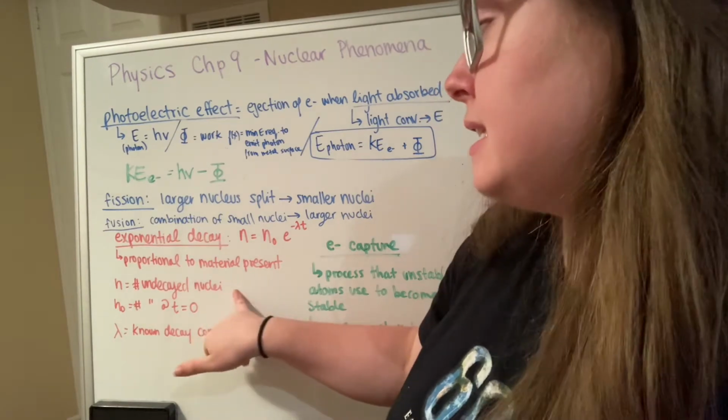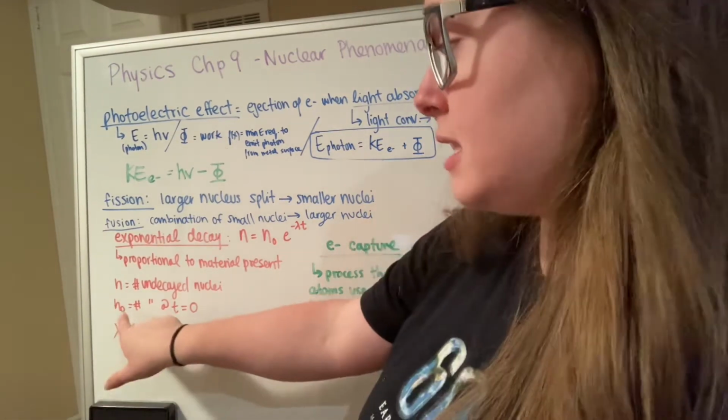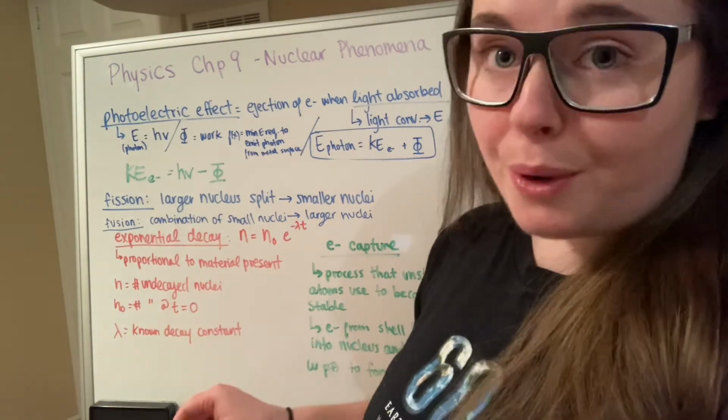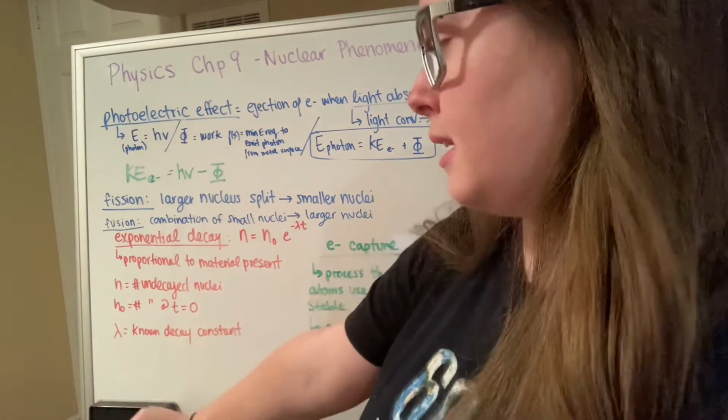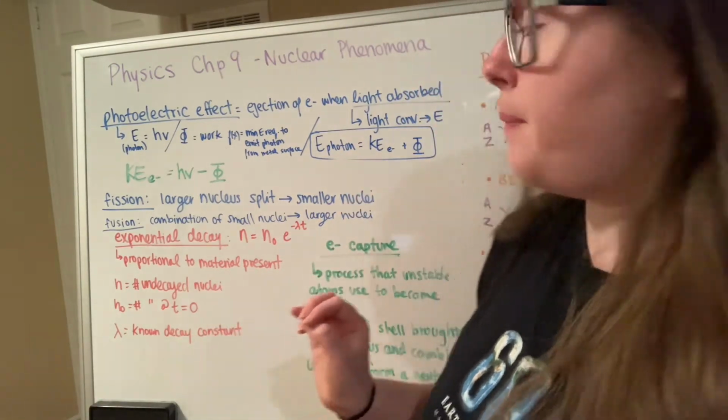N is the number of undecayed nuclei. N naught equals the number of undecayed nuclei at t equals 0. And then we have lambda, which is the decay constant.